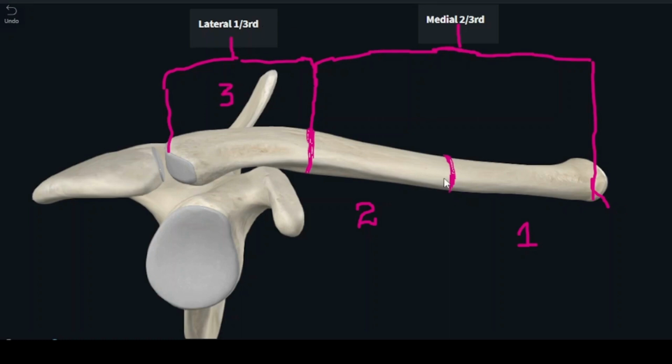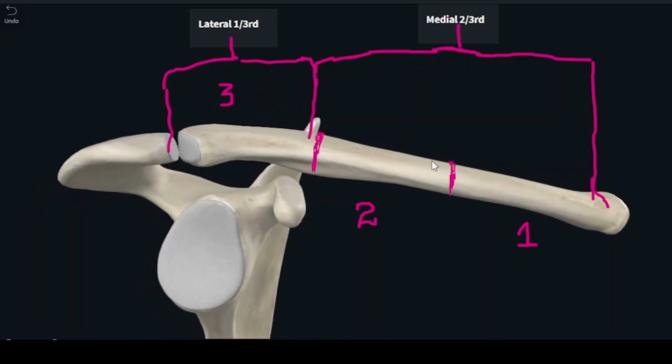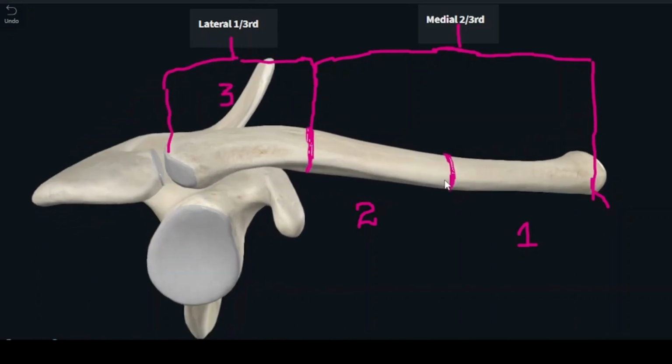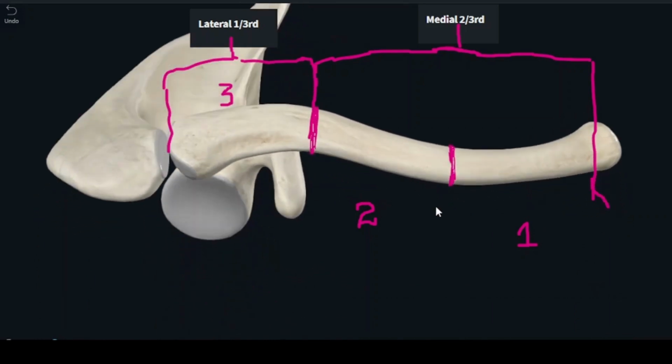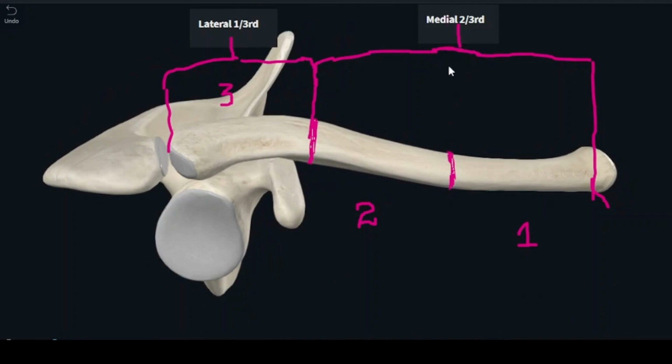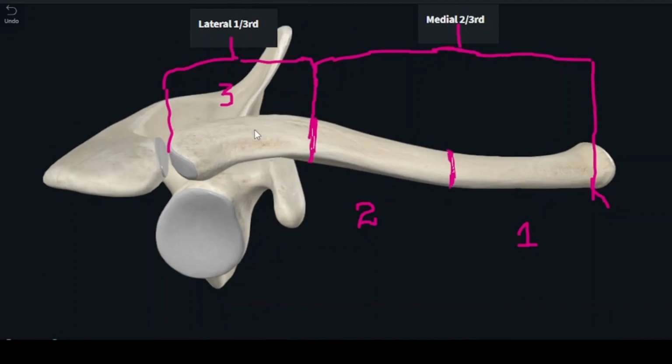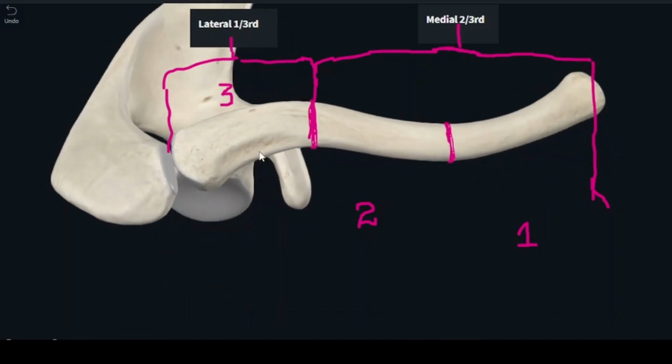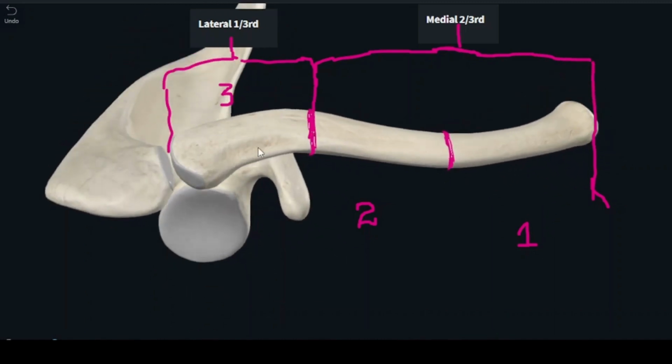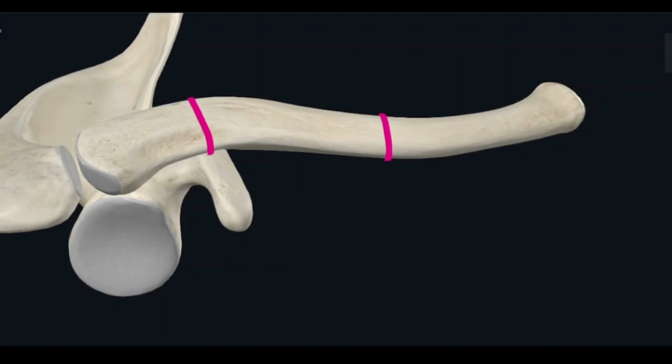Now, as you can see, medial 2/3 is convex on the anterior side. As it is an anterior view, it is convex on the anterior side. So we say that medial 2/3 is anterior convex. While on the other hand, lateral 1/3 is posterior convex, as it is convex on the posterior side. Also, you can see here that the medial 2/3 has four surfaces. That is quadrilateral, meaning four sides. It has four borders and four surfaces.